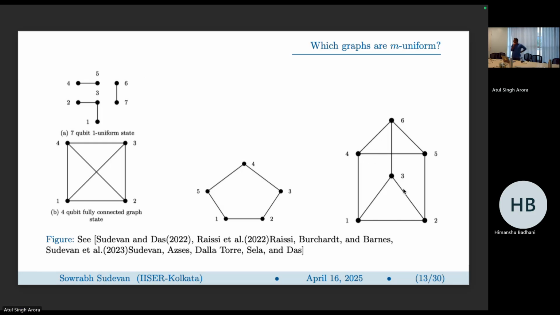How do you see this? Oh, how do I see this is 2 uniform? You can prove it. I mean, is there a visual? Like just at a glance. Yeah, so yeah, there is, okay.